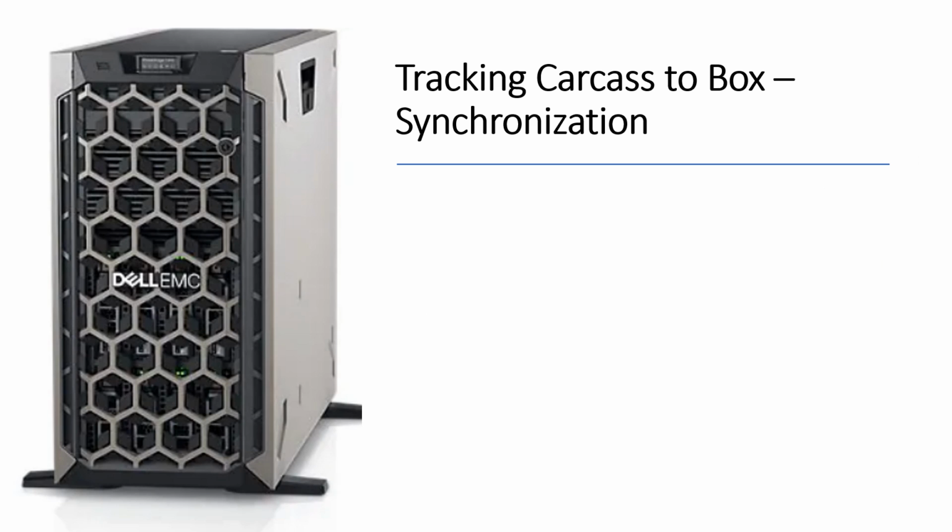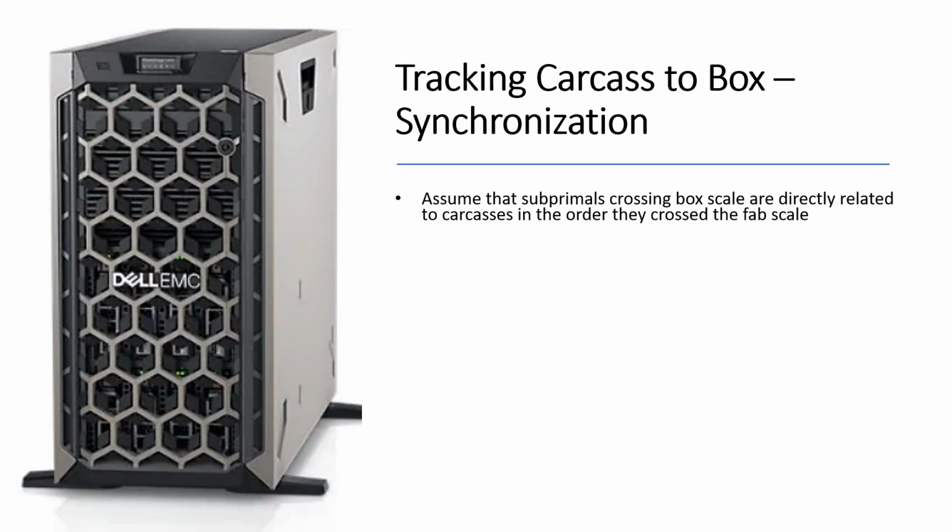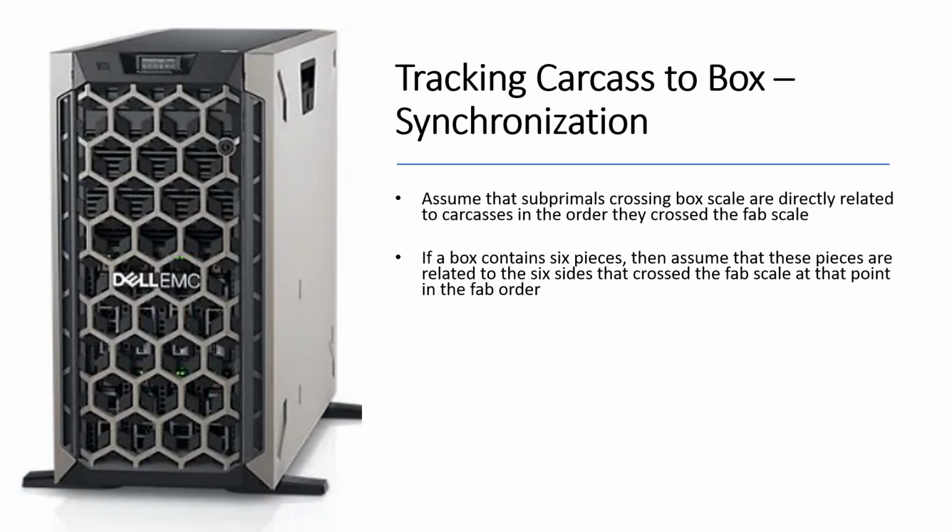Tracking carcass to box, synchronization. We assume that the subprimals crossing the box scale are directly related to the carcasses in the order they cross the fab scale. If a box contains 6 pieces, then we assume that these pieces are related to the 6 sides that cross the fab scale at that point in the fab order.